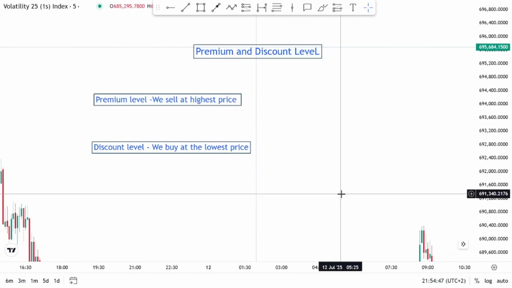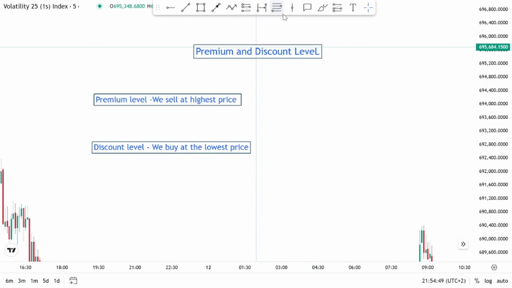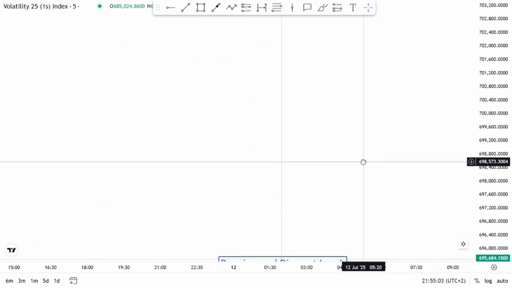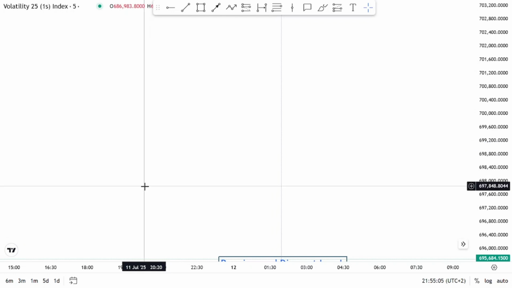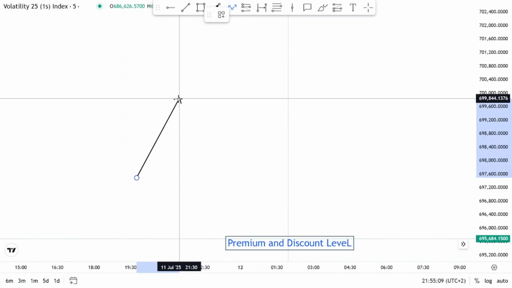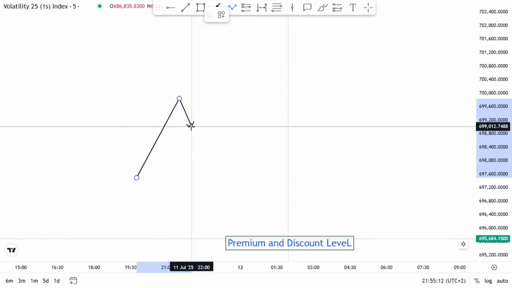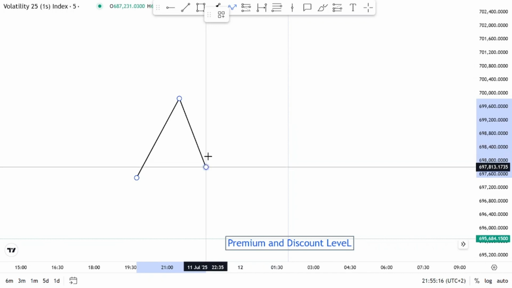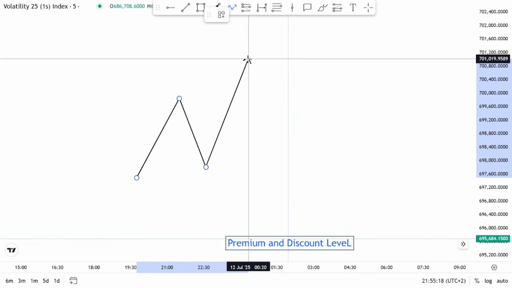So I'm going to give you tools to help you understand these two levels. So this is the market, basically. The market went up, and then came down, and then went up.